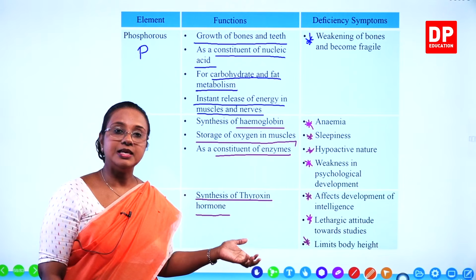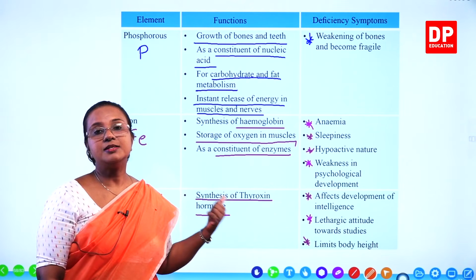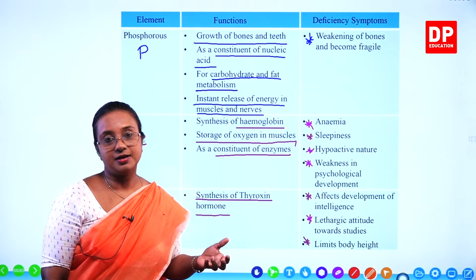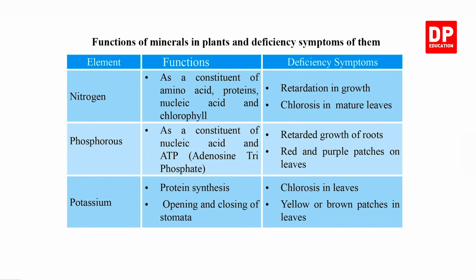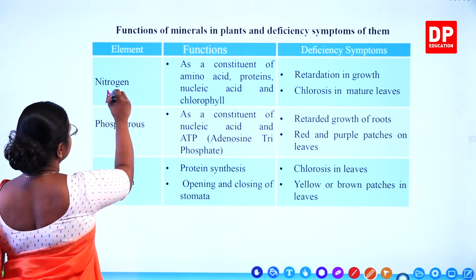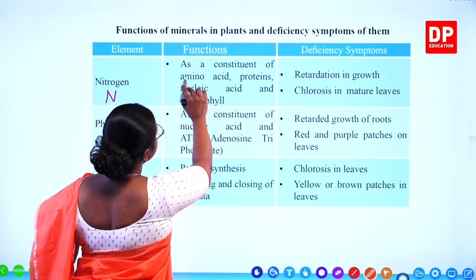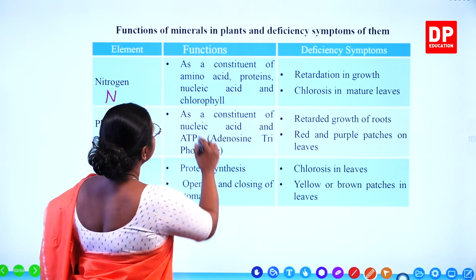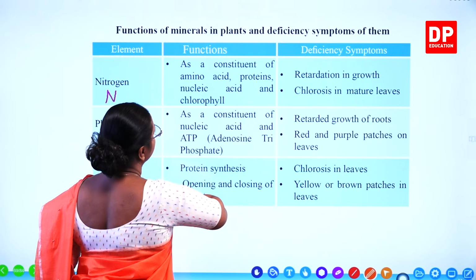Next, we will see how these minerals are important for the proper functioning of a plant: the functions of minerals in plants and deficiency symptoms of them. So, the first mineral is nitrogen. It is a constituent of amino acids, proteins, nucleic acids and chlorophyll.